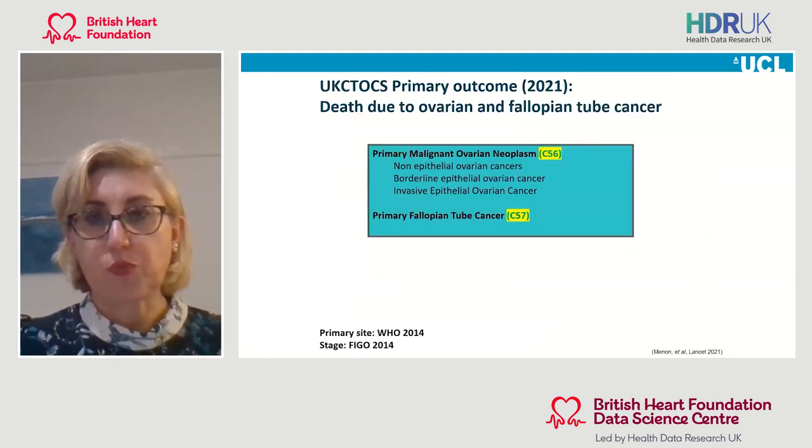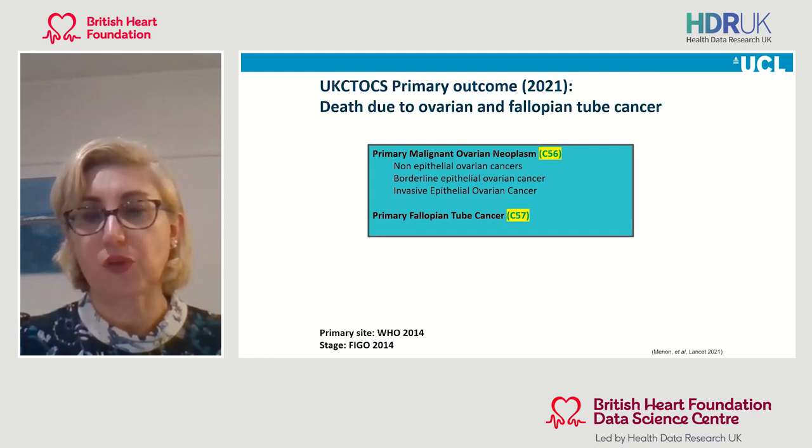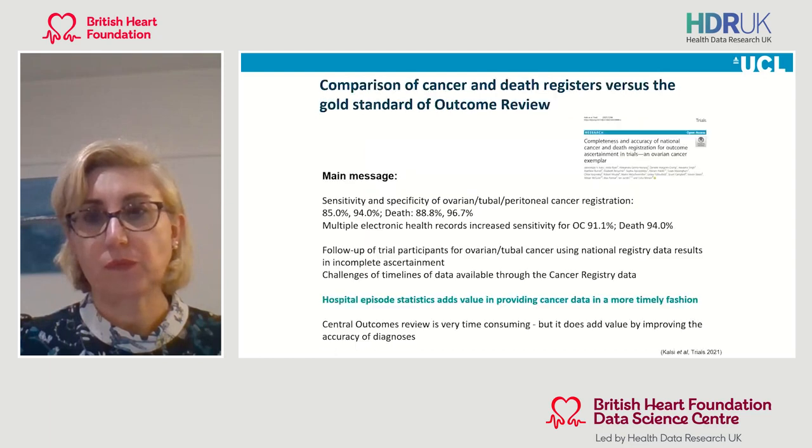So the primary outcome that we reported in 2021 was death due to ovarian and fallopian tube cancer. As you can see here, we have 2 ICD-10 codes, and that is because of the primary site and the WHO 2014 classification of primary peritoneal cancer under ovarian cancer. The stage classification was also updated in 2014, and all the stage data that was available for the women by the end of the trial was restaged using the FIGO 2014 criteria.